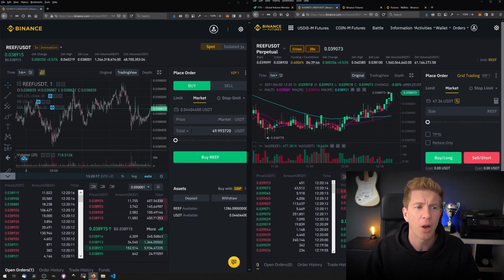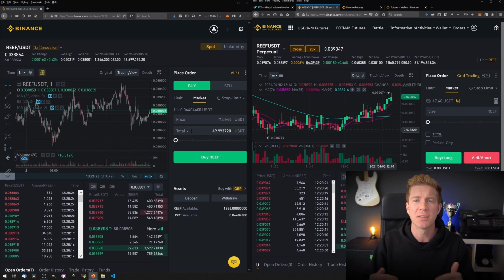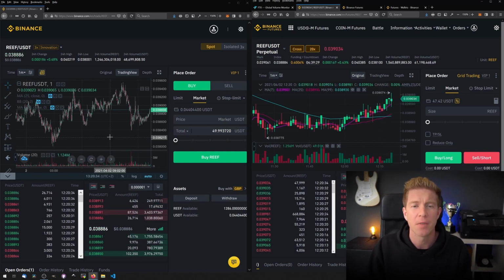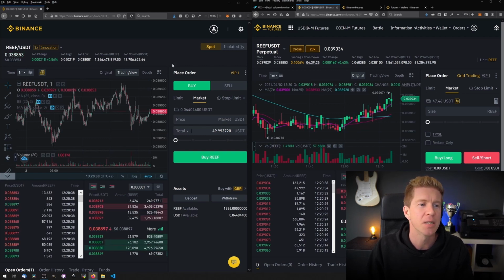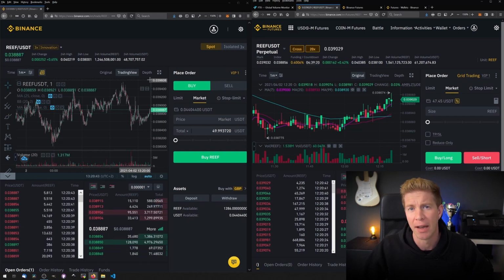If Reef goes up in price, then our spot account makes money, and our futures account loses money, but overall we're still making money because of the funding rate. If it goes down in price, then the opposite is true, and the futures account makes money and the spot account loses money. And there might be some rebalancing involved there if that gets too out of hand.